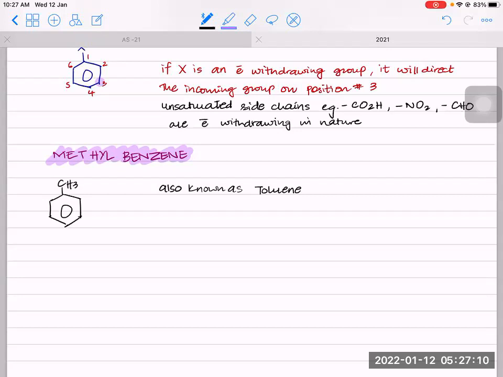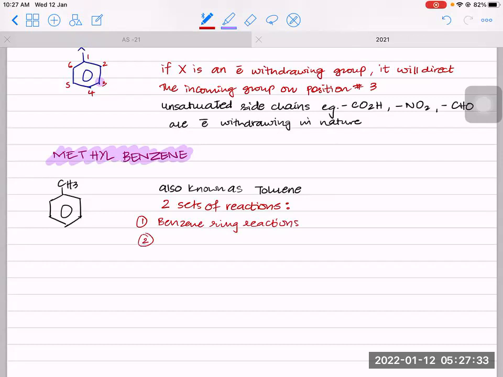And there will be 2 sets of reactions that take place in methyl benzene or toluene. The first set of reactions would be the benzene ring reactions.